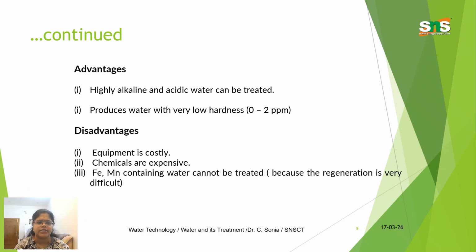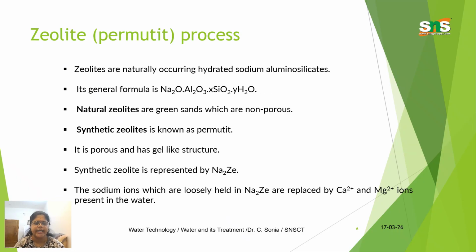So what are the advantages? Highly alkaline and acidic water can be treated by this method. It produces water with very low hardness, only 0 to 2 ppm. Disadvantages: the equipment is costly, and the chemicals used here are expensive. Iron and manganese containing water cannot be treated because the regeneration is very difficult. When these ions are present in the resin, they cannot be removed easily.